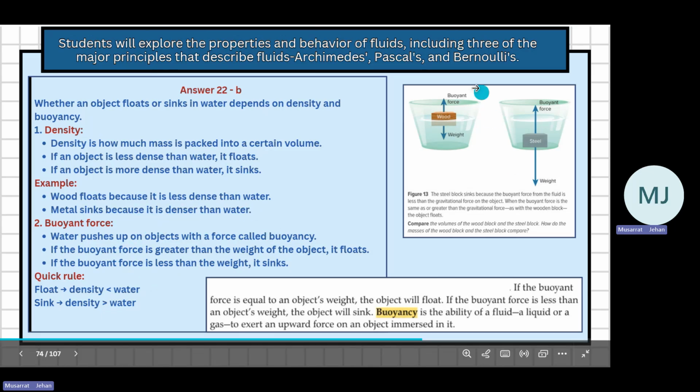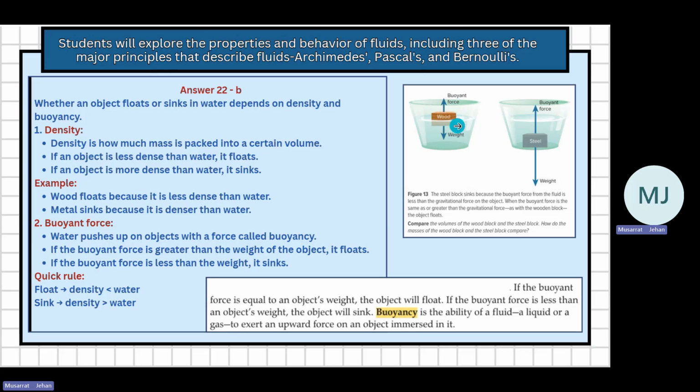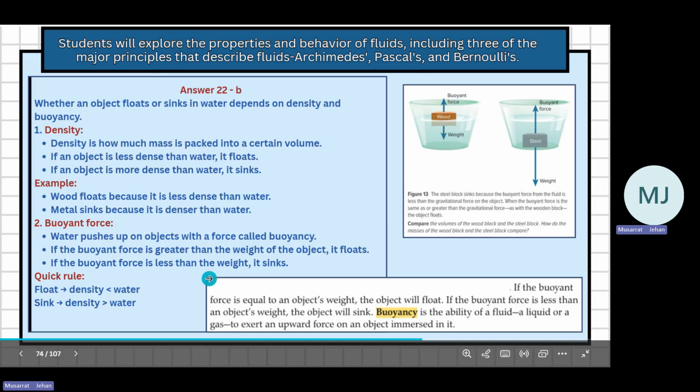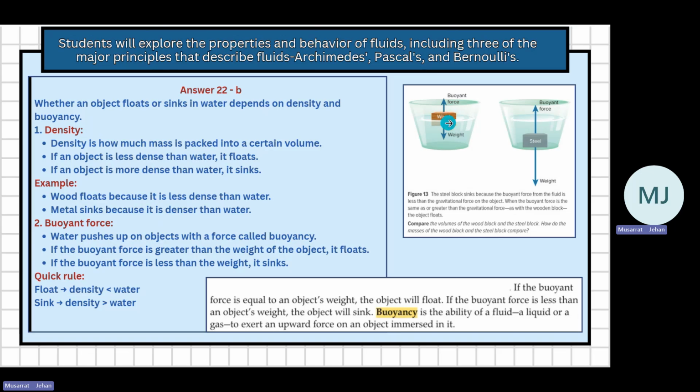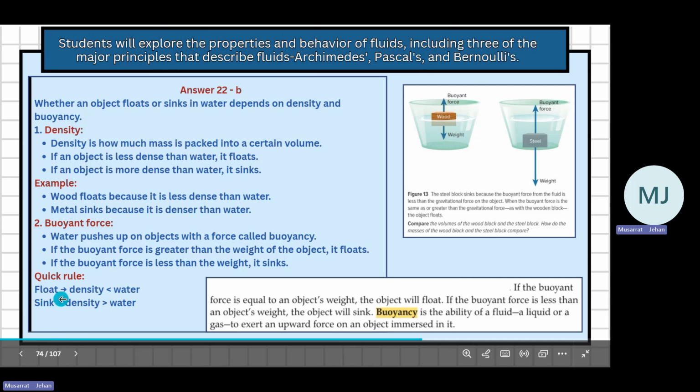Then there's another thing, buoyant force. We already studied about it in the previous video. Water pushes up on an object. When the buoyant force is equal to or more than the weight, or the gravitational force, then the object will float. But if the buoyant force is less than the gravitational force, the object is going to sink. So float means density is less than water. Sink means density is more than water.